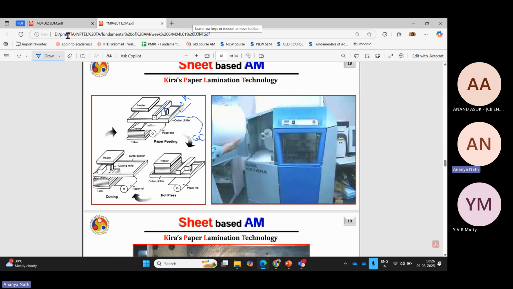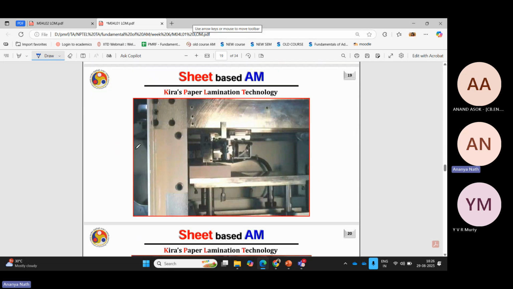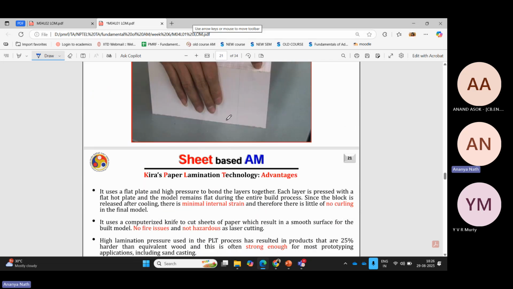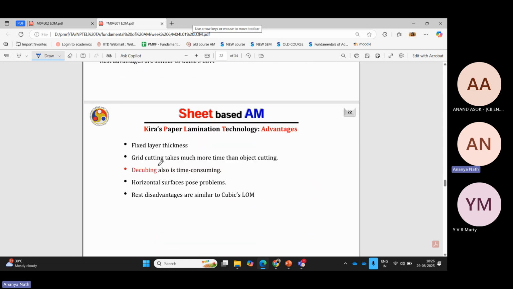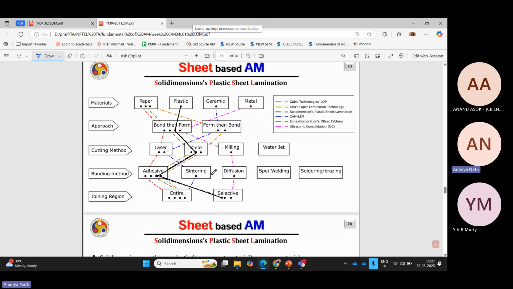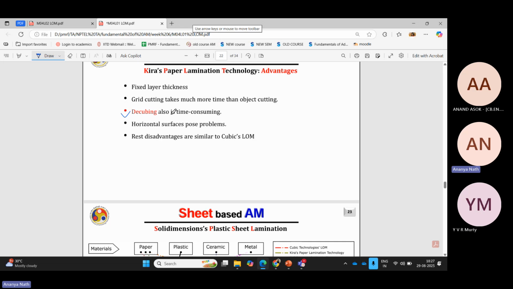Here also you are using paper, and after one layer is done, you can use the knife to cut it. There are some videos in the lecture you can see. The overall process is the same, decubing also the same. The only thing is that instead of a laser, you are using a knife. So again, you are saving more money.